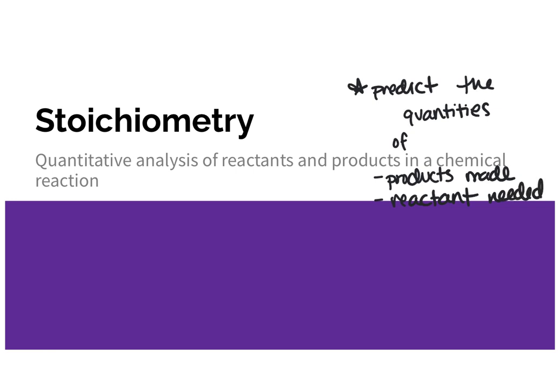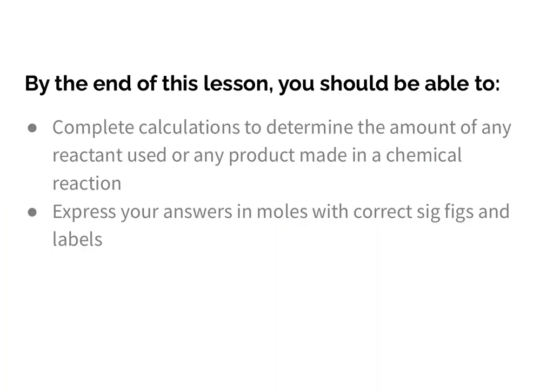So if you think about cooking something, baking something, you look through a recipe and you determine how much of an ingredient you're going to need to make however many products you want to form. Chemistry is not much different than that. When we are looking at chemical reactions, we want to be able to determine how much reactant we're going to use and how much product we're going to make.